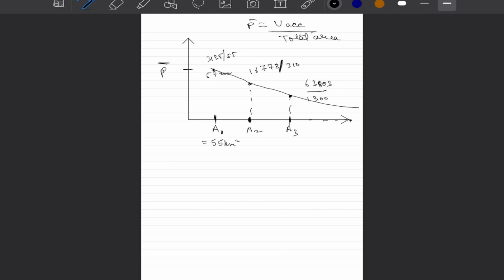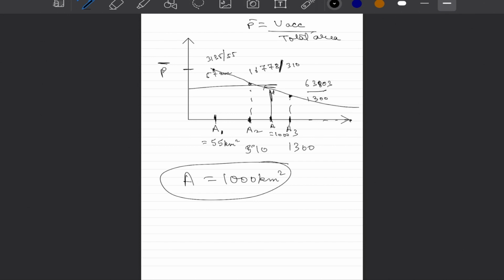And the relationship that we plot on graph paper, with A2 in this case being 310 and this one 1300, if somebody asks us, can you tell me what is the average amount of precipitation that has taken place in the area enclosed by 1000 square kilometer, you would say, yes, I know the depth area curve. I will just hit the area equal to 1000, plot a line here, and calculate the average precipitation depth associated with 1000 square kilometer.